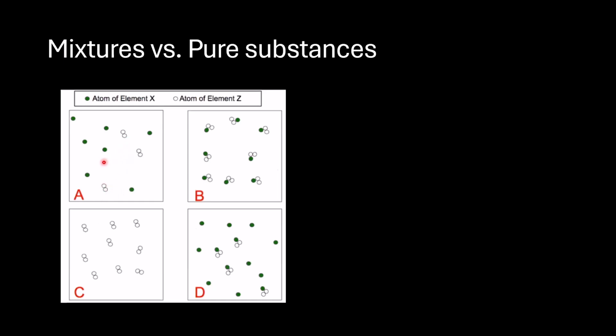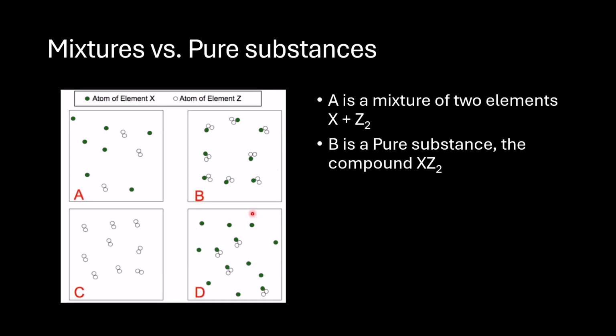Because we have 2 separate entities of these elements, container A is actually going to be a mixture, and the way that we are going to write that is X plus Z2. If we look at B, we have 1 atom of element X bonded to 2 atoms of element Z, and if you notice, that's the same throughout the entire container. So this molecule, since it's the same, is representing a pure substance, and you can say that the compound is XZ2.